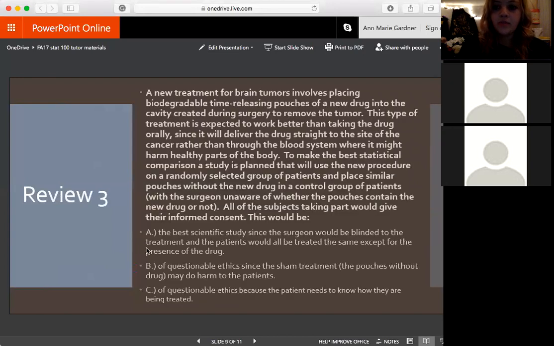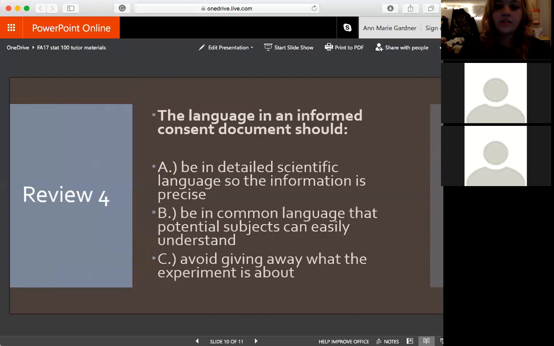All right, let's try this one. Oh wait, I'm sorry, I just went back to the other one. Yep, this is our last one. Okay, the language in an informed consent document should what? Read through these ones, and let me know what you think about the language in informed consent.